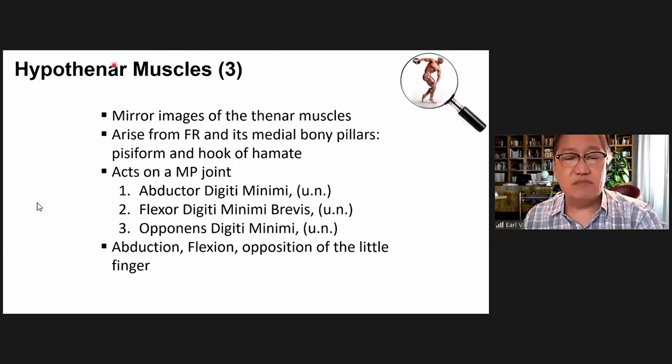So these hypothenar muscles will act on the MP joint of the fifth digit. So there is abduction, there is flexion, there is opposition of the little finger. So that's the job of the hypothenar muscles, to give strength, power, grip, the power during the gripping.